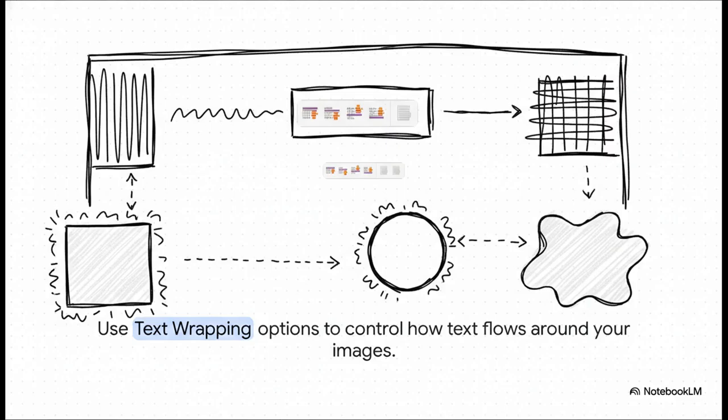Okay, so once you have an image in your document, maybe the most important setting to master is text wrapping. This is what controls how your text flows around the picture. For instance, you can make the text flow neatly down one side, you can have it wrap tightly around the actual shape of the image, or you can even put the text behind or in front of the image. Getting this right is the key to making your document look professionally designed, not just thrown together.